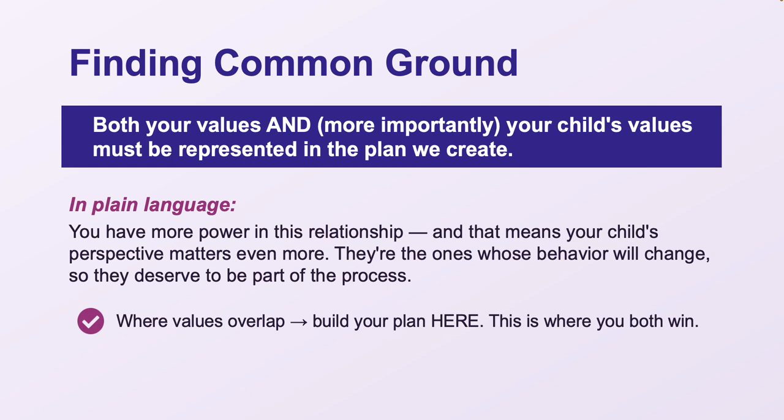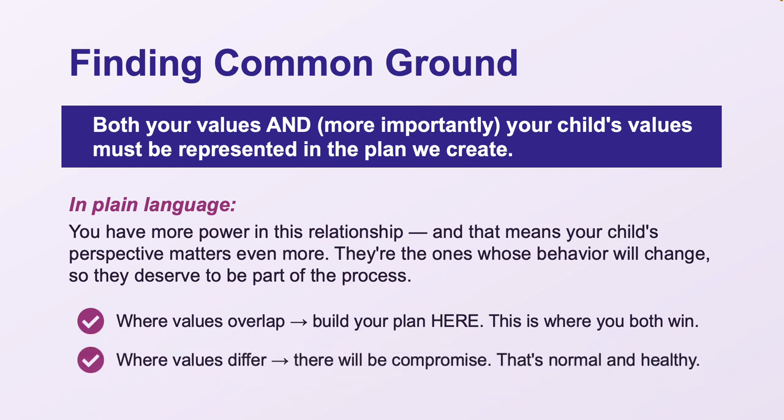This is where you both win. When your values overlap, what are those things that overlap? What does that actually look like? Is it playing? Is it talking? Is it a different type of connection? Is it giving each other space when you're mad? What does that look like? Write those things down, because those are the successful things we want to see more of.